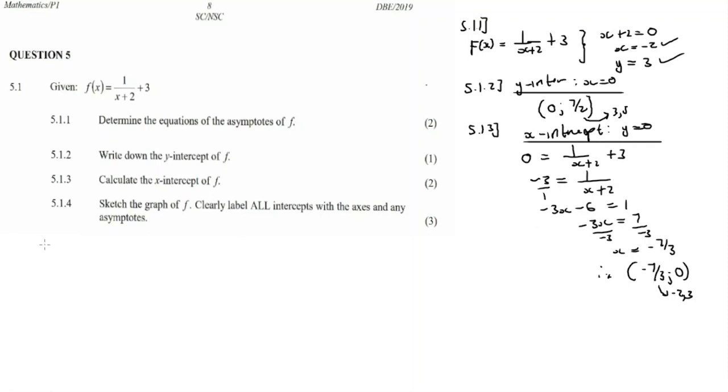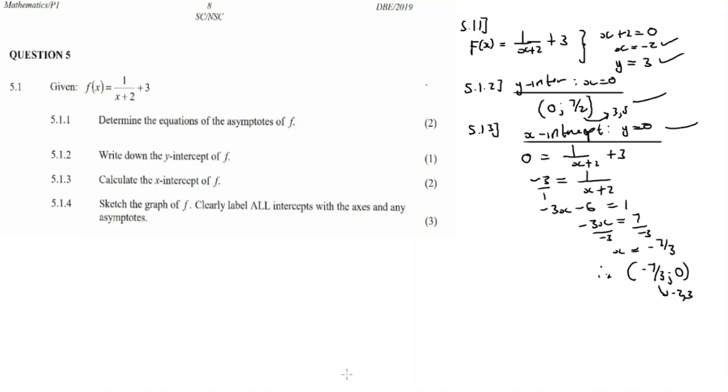Right, now to 5.1.4, sketch the graph of f. Clearly label all intercepts with the x-axis and any asymptotes. We now have the two asymptotes, and we also have the y-intercept and the x-intercept. So we plot four points here.